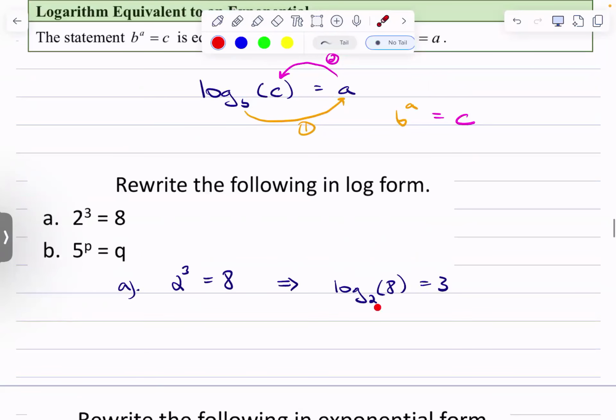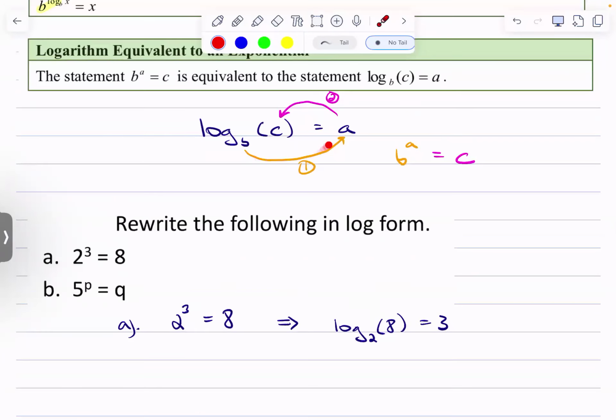For some reason I feel more confident moving this way, from a log to an exponent, as opposed to moving from an exponent to a log. Once I've figured out what I feel good about, I just check it. 2 to the 3 is equal to 8, and that is where I started.